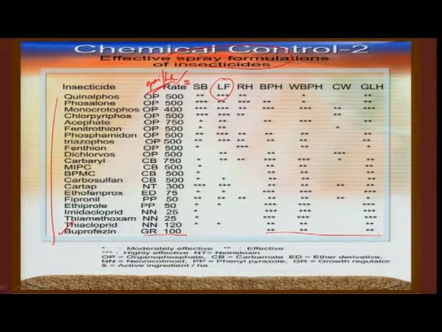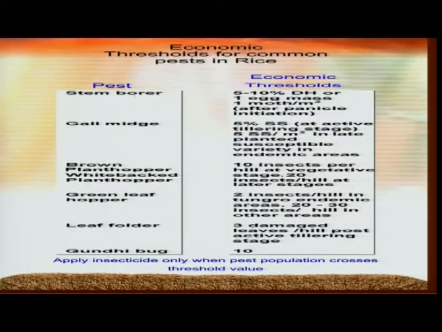Of late, the usage of quinalphos and monocrotophos in particular has resulted in a resurgence of sucking pests. It is better to avoid these two insecticide molecules, and we have other options of sprayable formulations to be integrated in the IPM package. One of the foremost components is the use of economic threshold level.